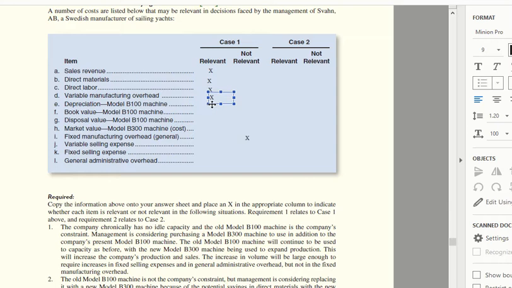And depreciation of model B100 of the machine. Depreciation is not relevant for model B100 because we've already paid for this machine, and the textbook says you paid for the machine, it's just an allocation of expense over time, and so the depreciation on this is not a relevant factor. You will continue to allocate that expense over time.